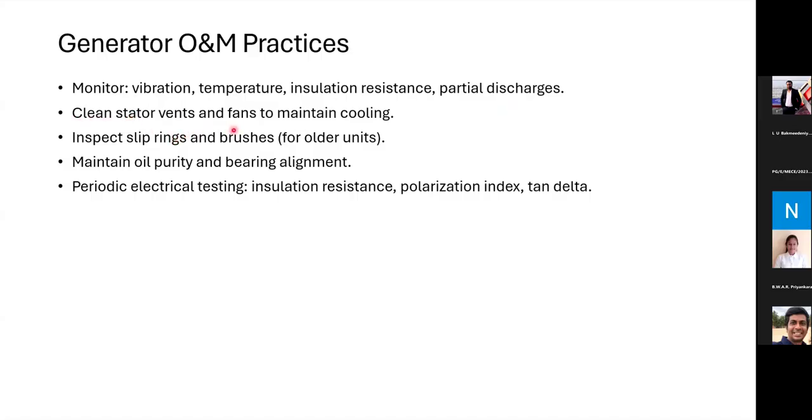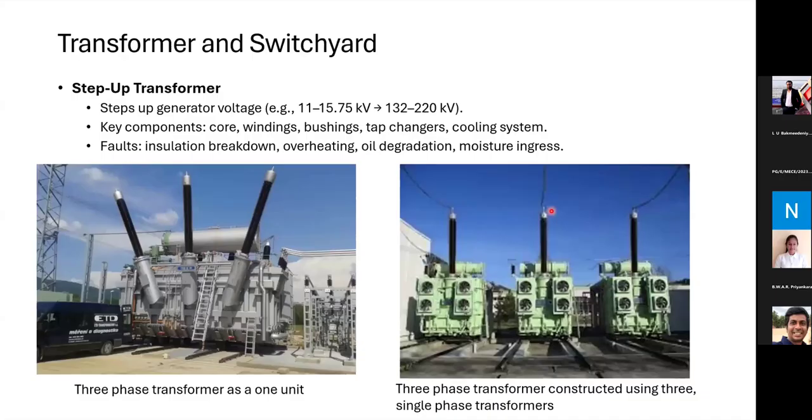The stator vents and fans that maintain cooling should be cleaned regularly, slip rings and brushes should be inspected, and oil purity and bearing alignment should be maintained. Periodic electrical checks, as we said, IR, polarization index, and tan delta, are all associated with the electrical characteristics of the insulation, so those measurements should be taken periodically.